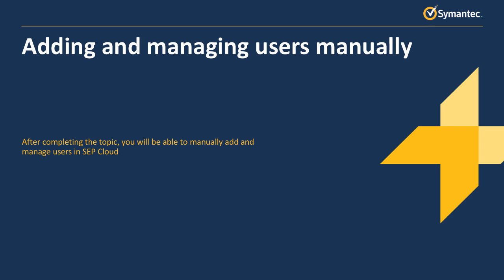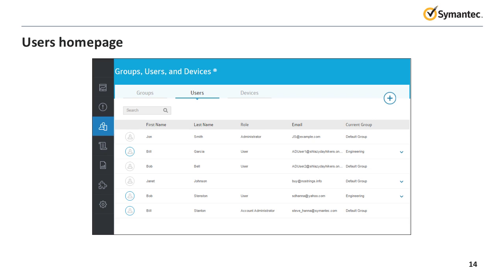This is the Adding and Managing Users Manually topic. After completing the topic, you will be able to manually add and manage users in SEP Cloud. To manage your company devices, you create new users in your company account. To create a valid user account, you have to provide a user email address, first and last name of the user, and select the role for the new user. By default, all new users are placed in the default group. An employee of a company should have only one user account in SEP Cloud.